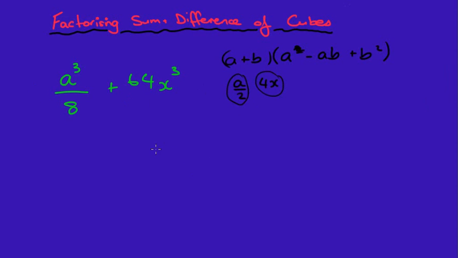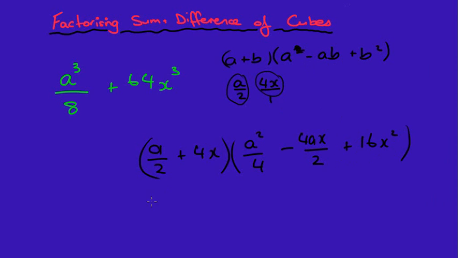So now let's work from there. So we get a over 2 plus 4x. That's in the first lot of brackets. Next brackets, I want to square this a. So I get a squared over 4. Then I've got minus a times b. So I'm going to multiply these together. So if I want to put that as a fraction, we get 4ax over 2. And then we've got plus b squared. B squared is 4x squared, so it's going to be 16x squared.